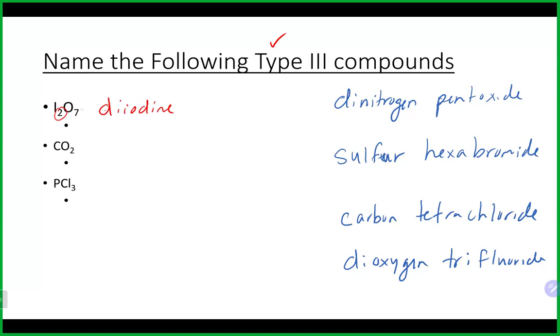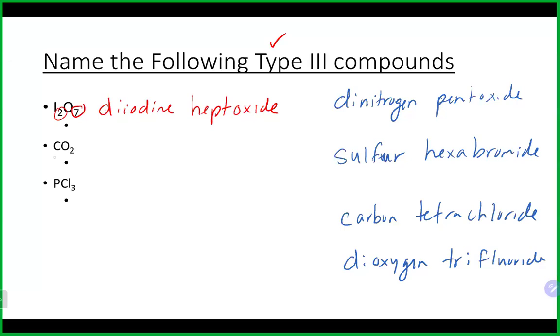The second one, we have 7 of them, which means the prefix for 7 is hepta. And the second element gets the IDE at the end of it. So here we will need to drop the A off of the prefix because that oxygen is going to put an O there, right? And we'll get heptoxide here. So diiodine heptoxide, again, really should be the fastest ones you do because there's really nothing to figure out in terms of balancing charges or anything like that. Yeah. Any questions about that?